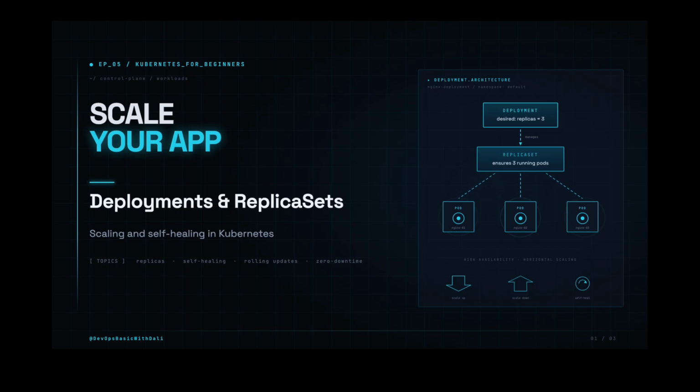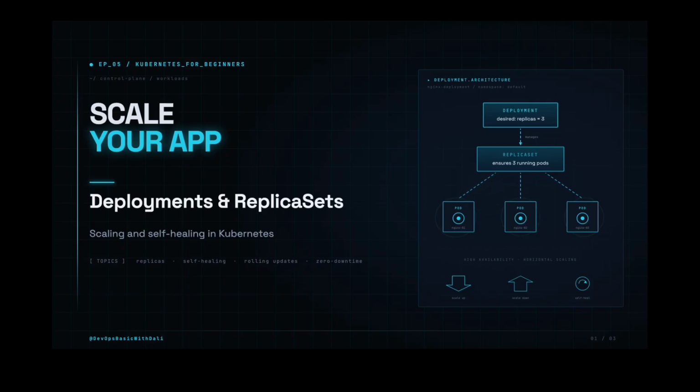On the right side, we can see the architecture. The deployment defines the desired state, in this case 3 replicas. Then the replica set ensures that 3 pods are always running. So if one pod fails, Kubernetes automatically creates another one. This is one of the core ideas behind Kubernetes: self-healing and high availability.